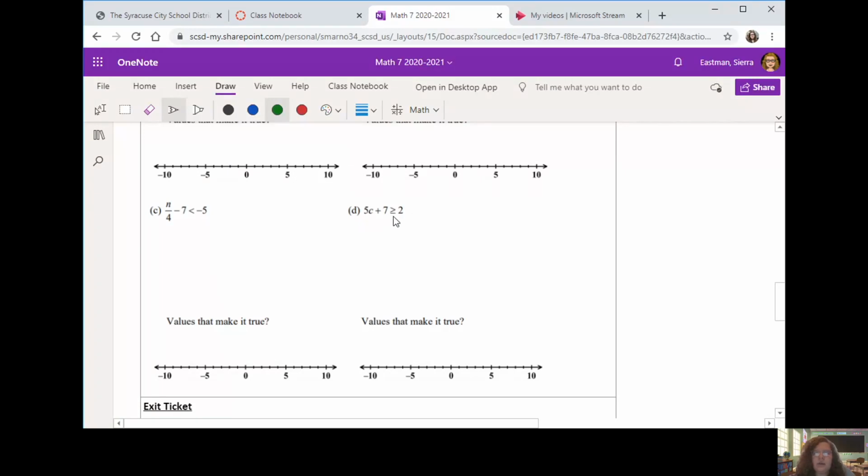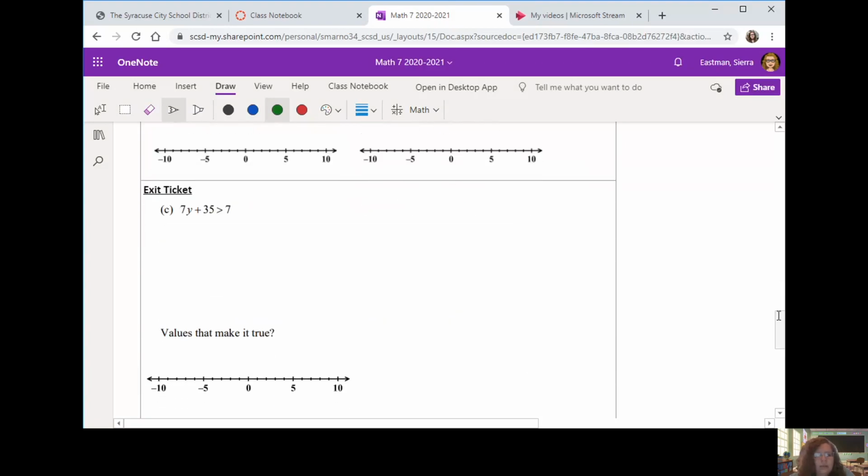If you have an equal to line, you could color it in. If you don't have an equal to line, leave it open. And then you can kind of scribble on either side. Is it supposed to be less than or greater than?